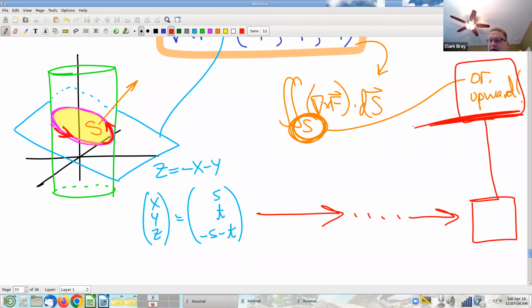If it's not, you have to put in your little apology. Whoops, I accidentally parameterized this backwards, and then put in the corresponding minus sign, and then just proceed. Keep going. That minus sign fixes the issue, but you do have to check. You got to make sure to check and make sure that it's right. In this case, it's going to be right. Okay.